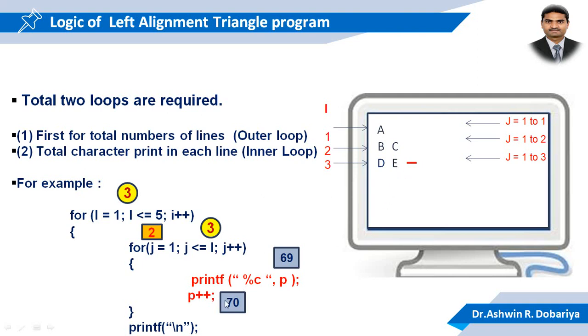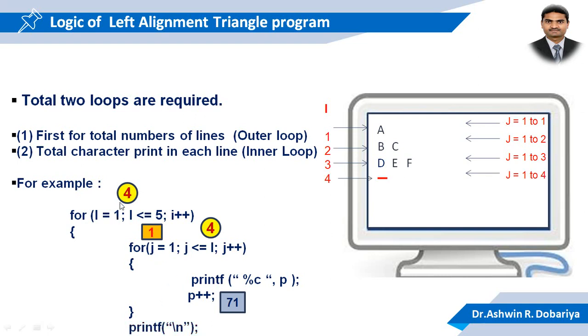Then again incremented by 1, 70. Again j is incremented by 1, so it becomes 3. Again it displays the value of 70, it means capital F, and P is incremented by 1, it becomes 71. But now j becomes 4, this condition becomes false, then we want to move the cursor to the next line. So control moves outside this loop, \n, cursor moves to the next line.